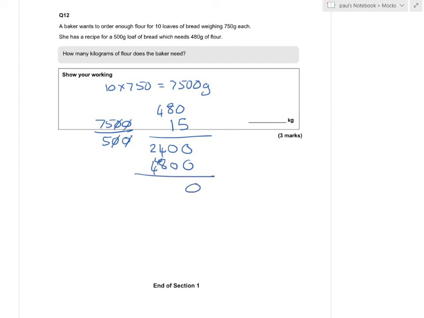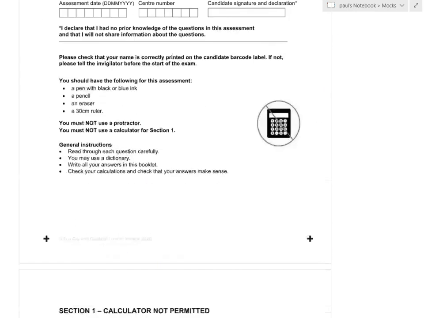So let's add those together. 0, 0, 7,200 grams. The answer's got to be in kilograms, though, hasn't it? Divide by 1,000. 7.2. End of section 1.